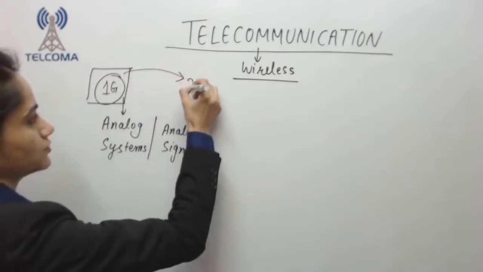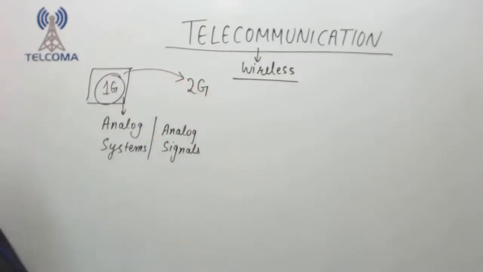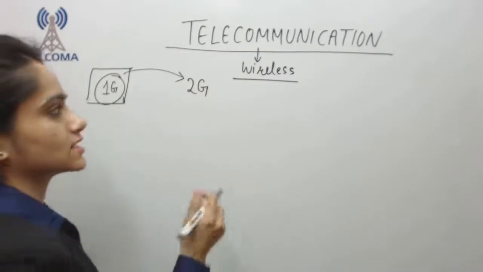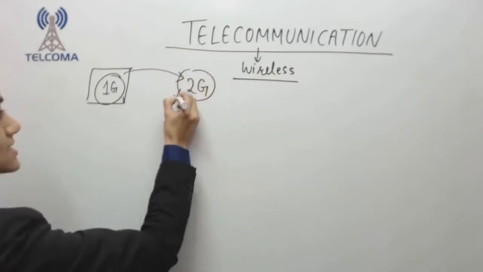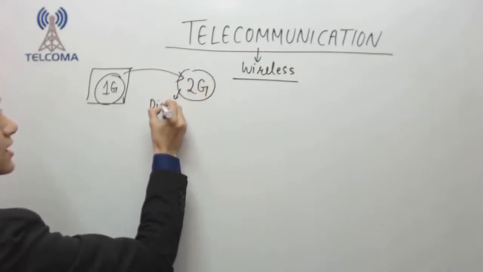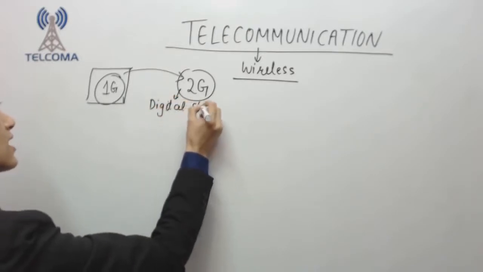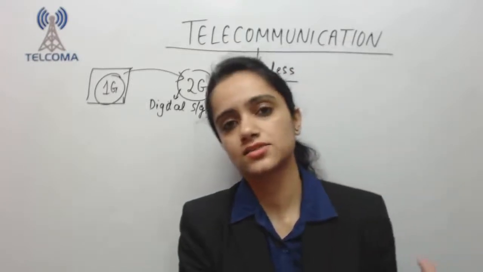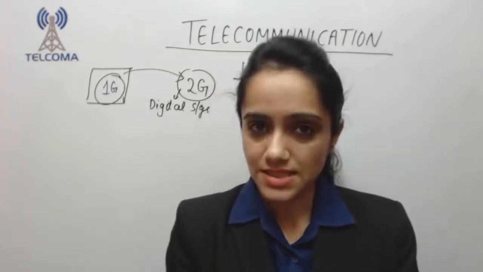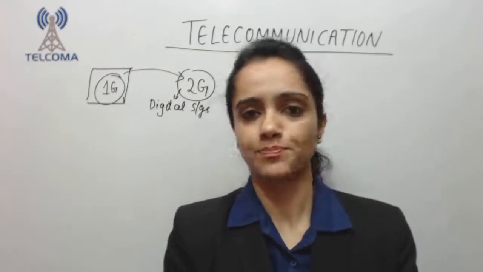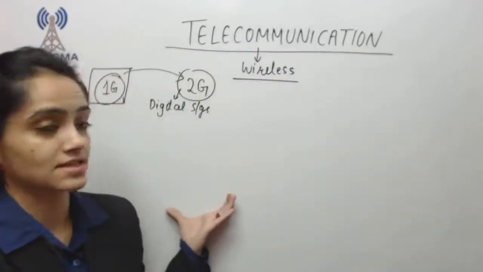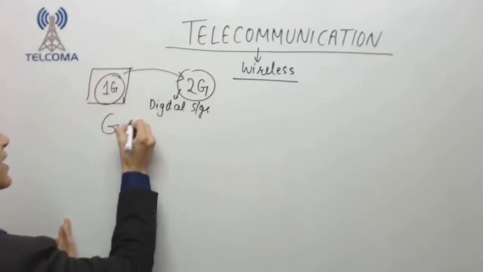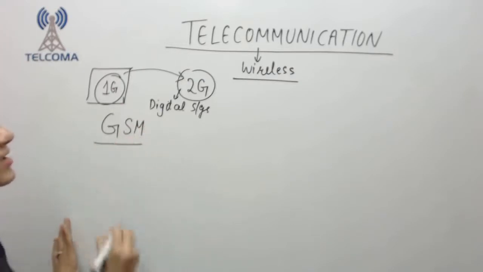After that, we had to move to the digital era. For the digital era, we have the second generation. That means 2G is a digital technology. It uses digital signals. That means they converted analog signals to digital and digital back to analog. Because digital signals are able to cover a long distance, we used digital signals in the second generation. For the second generation, we have the technology GSM.